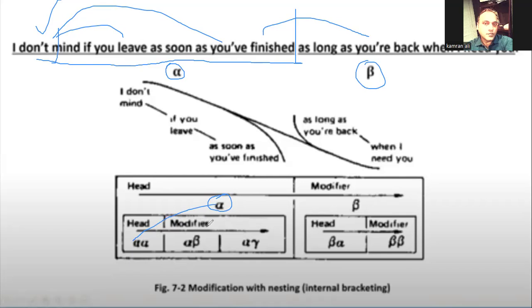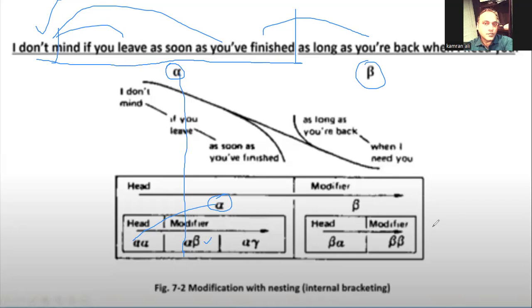Same goes for the modifier. We know that this alpha shows the big part, right? Here, it's coming from here, right? And this one, because it's a modifier, is the beta. So this beta shows this part, if you leave as soon as you have finished. Then if you look at this one, as long as you're back when I need you, right?